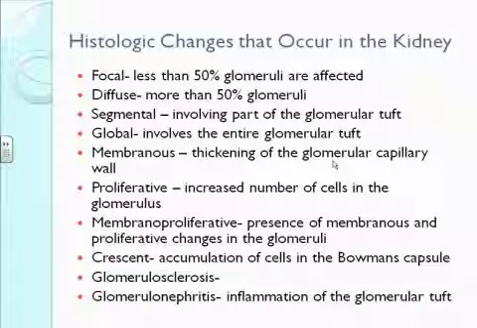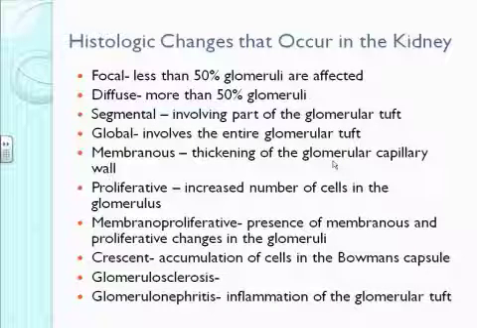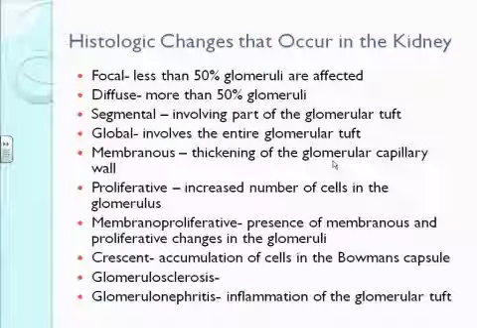If it's proliferative, it's telling you that you're seeing an increased number of cells, which sometimes can happen in inflammation. Sometimes you'll see what's called membranoproliferative, because you see both membranous and proliferative changes in the glomerulus. You can get what's called crescent formation, which is accumulation of cells inside the Bowman's capsule. Glomerulosclerosis, which is scarification, usually means that you already had inflammatory damage, and now you've gone to the next step, which is scarification. And then you can also have active inflammation of the glomerulus, which is what's called glomerulonephritis. So those are the kind of things that will get reported back to you as to what's going on.